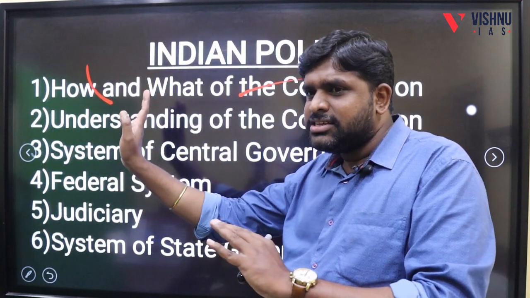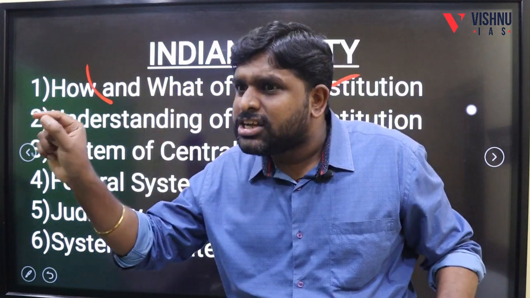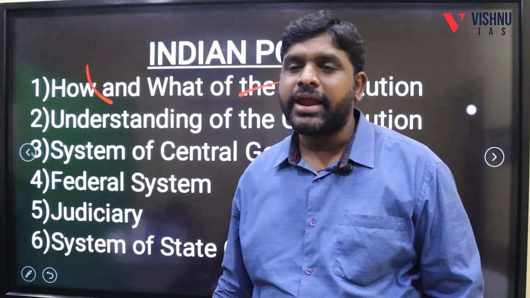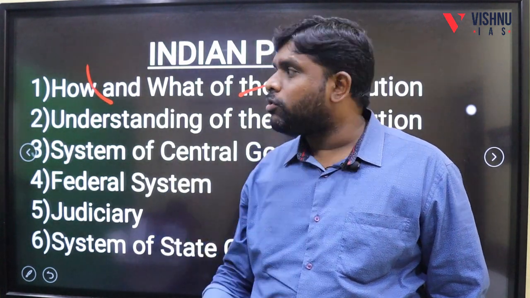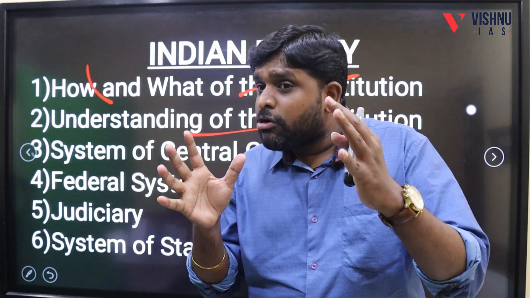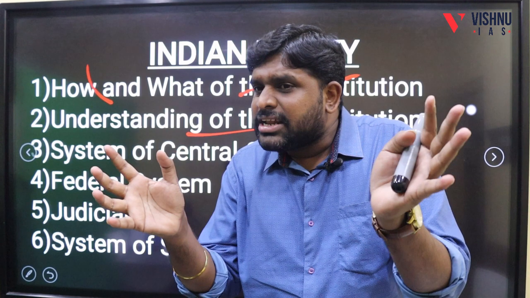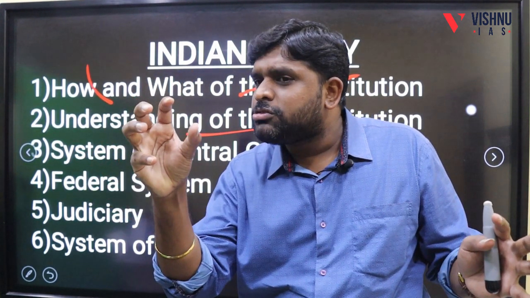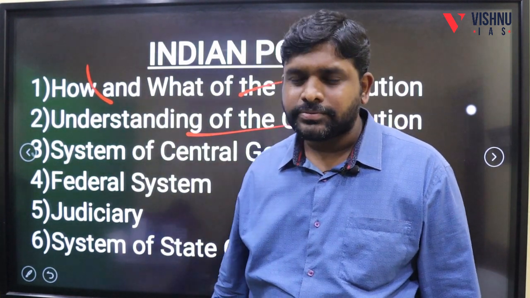So the first section, which I divided, is how and what of the constitution. What is the meaning of the constitution, and how the constitution is made. Number 2, understanding of the constitution. Mainly the constitution is about the union and its states, citizenship, fundamental rights, directive principles of state policy, fundamental duties. This is the crux of the constitution that we need to understand. That is the second section.